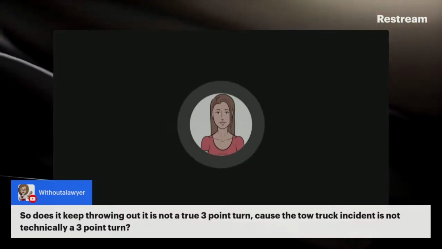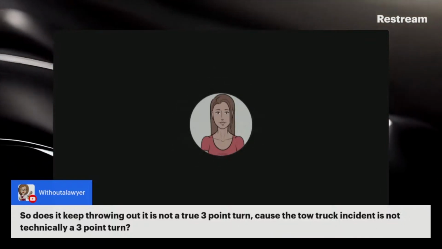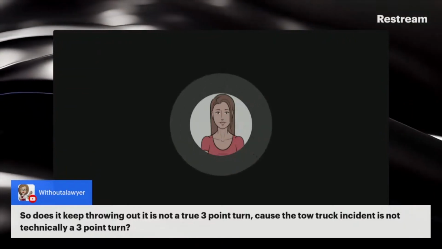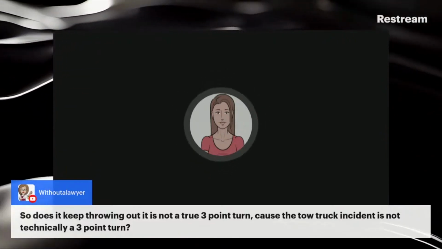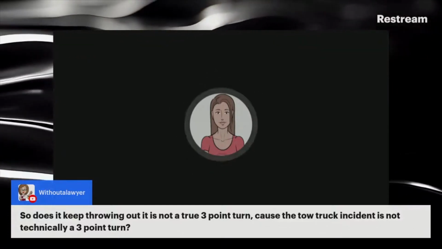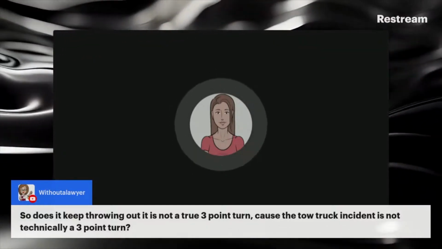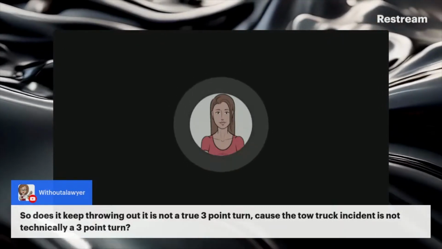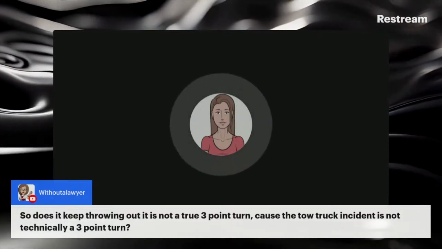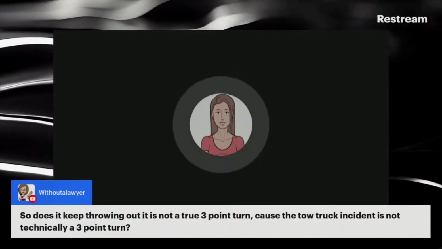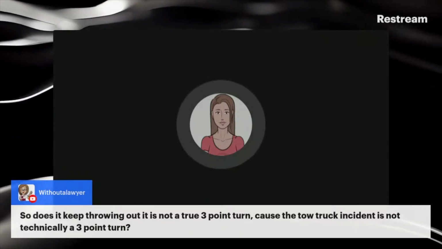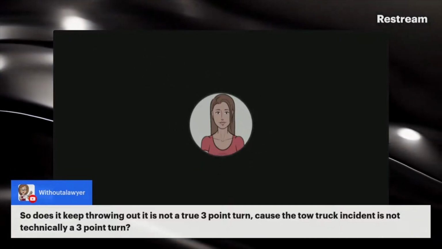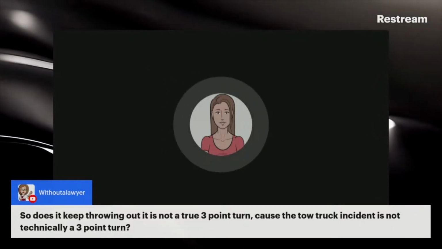So does it keep throwing out? It is not a true 3-point turn, because the tow truck incident is not technically a 3-point turn. I actually compared it with the tow truck video footage, and there were multiple turns in that. There was this rocking motion to free it from the snow, and then it went into that reverse motion once it was free.